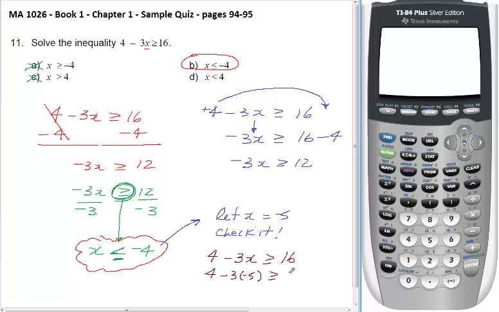Times negative 5. So I'm putting negative 5 where? Putting it back in the original here for x. Right? That way I'm checking. So I get 4 minus negative 15, now negative times negative, so positive 15. Is that greater than or equal to 16? And certainly it is. 19 is greater than or equal to 16. So we have a true statement. We know our answer is correct. The answer to this one is B.